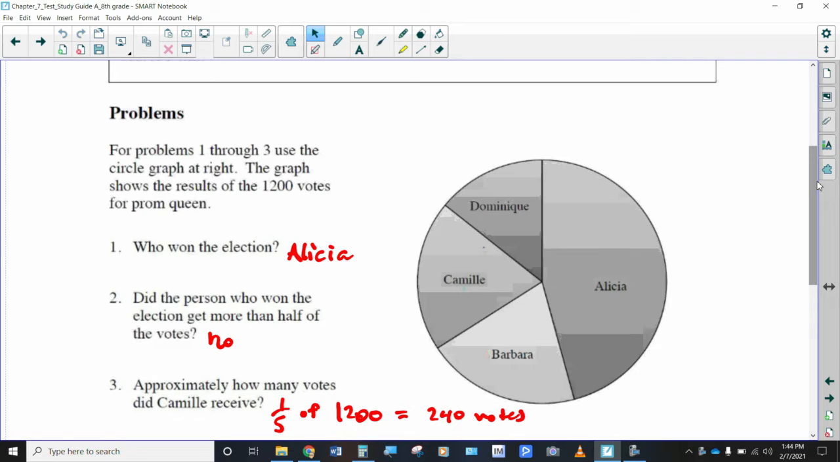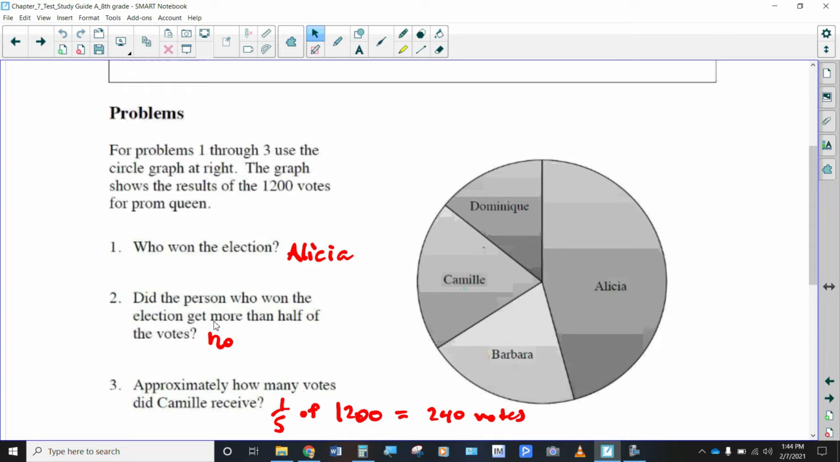It's got 4 names: Alicia, Barbara, Camille, and Dominique. I wonder what this is about. It says problems 1 through 3 use the circle graph at the right. The graph shows the results of 1,200 votes for prom queen. Oh, got it. These 4 ladies were running for prom queen. So who won the election? Well, Alicia appears to have gotten the highest percent of all the votes because her wedge is the biggest.